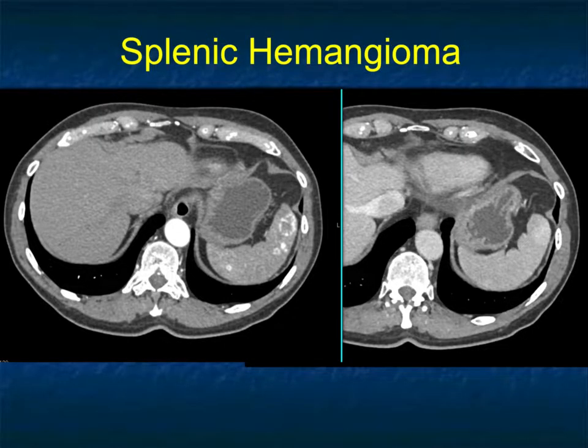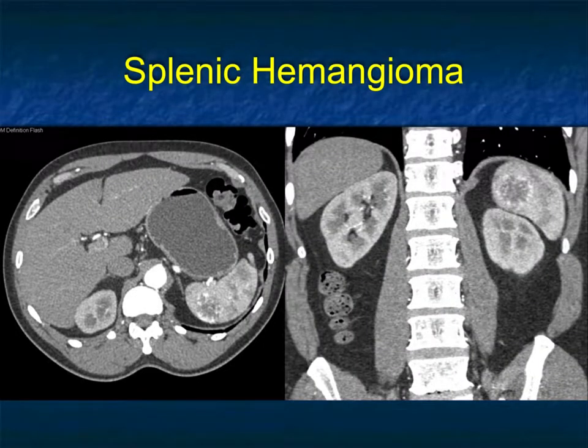So some examples. Here's some hemangiomas on the early phase. You can see the lesions become isodense on venous phase imaging. That's a good pattern for hemangiomas.